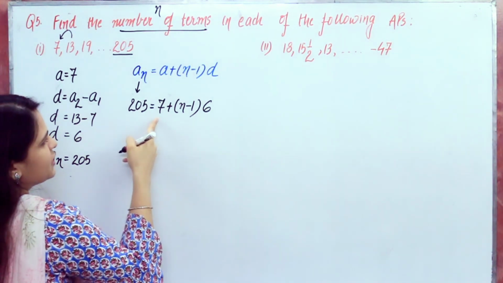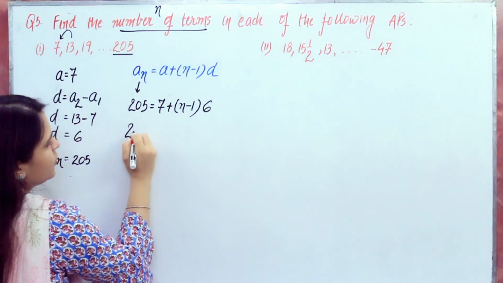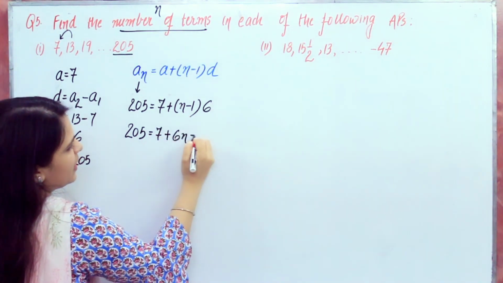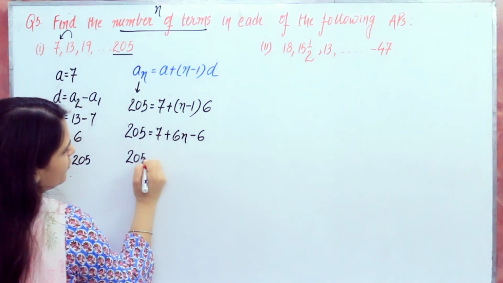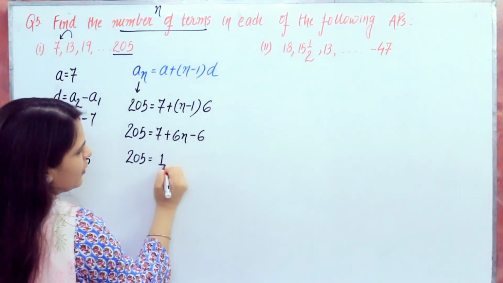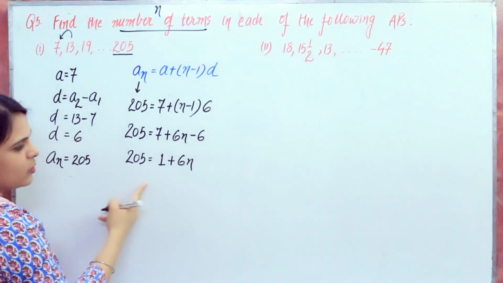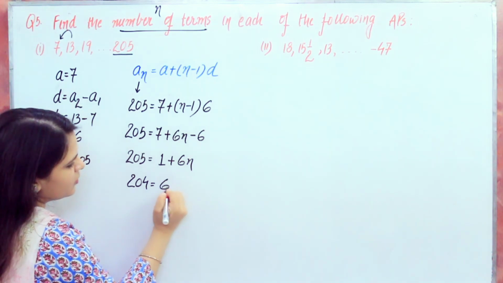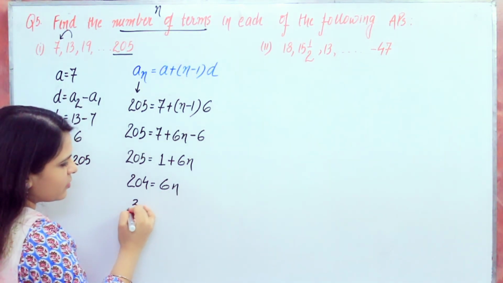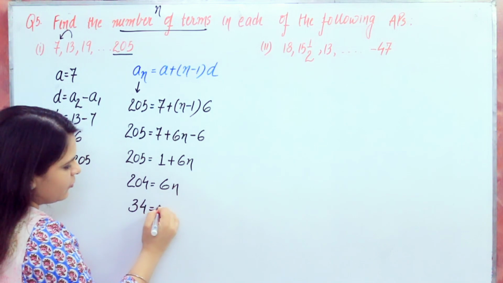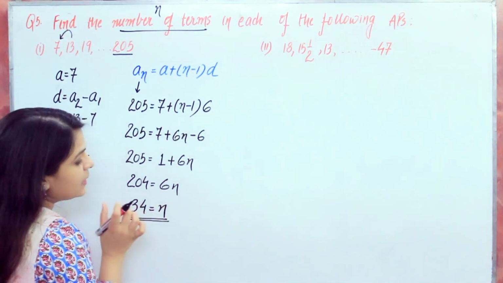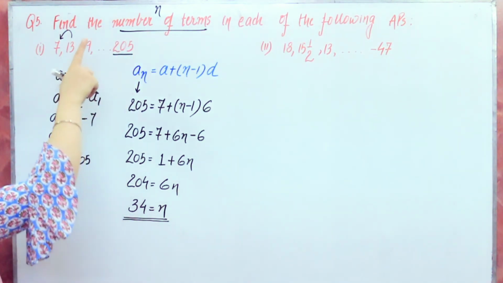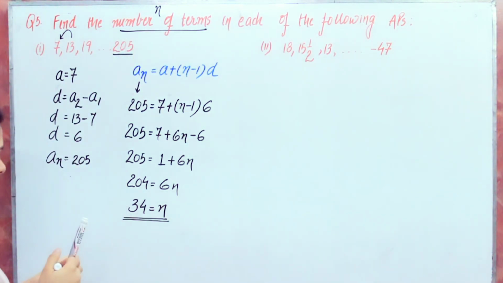Now we'll do calculation. So 205 is equal to 7 plus 6n minus 6. 205 is equal to 7 minus 6 is 1 plus 6n. So when you subtract 1 from this side, you will get 204 is equal to 6n. So this will be 6 3s are 18 and 6 4s are 24. So we have 34 terms in this AP, and this will be our 34th term. So 34 terms will be the answer of this part.